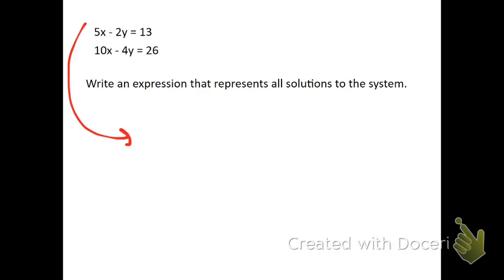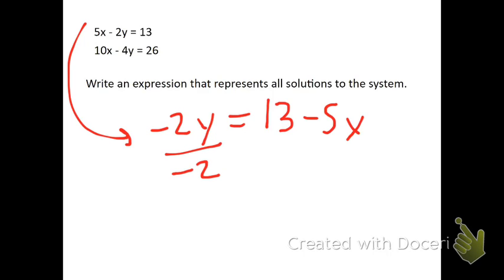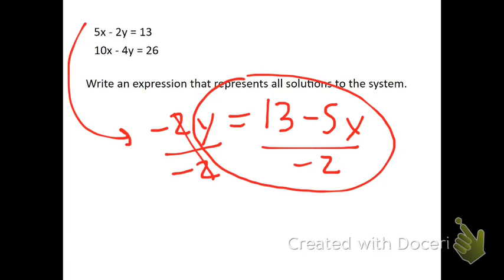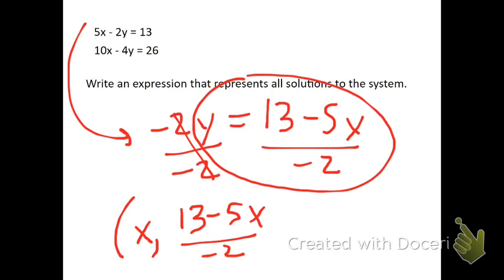So if I were to take that top equation and then subtract 5x on both sides, I have negative 2y equals 13 minus 5x. Divide by -2. Alright, so I get y is equal to 13 minus 5x over -2, which means that my solution could be represented as x, comma 13 minus 5x over -2, where x is any real number.